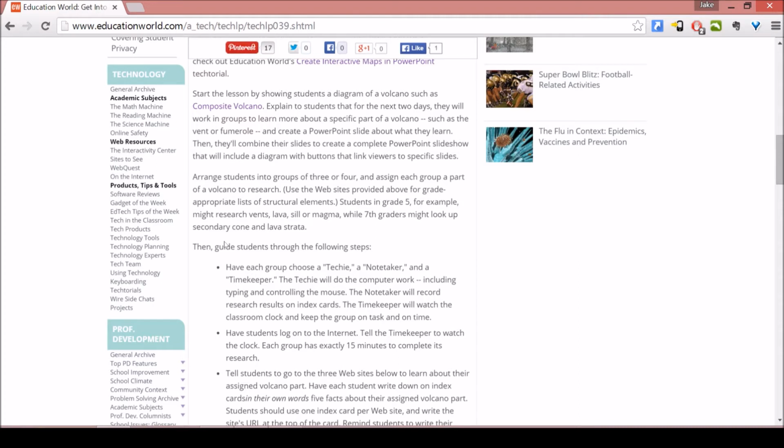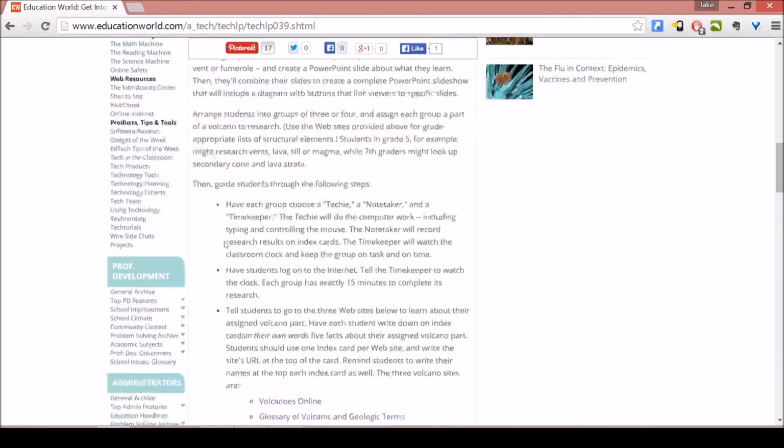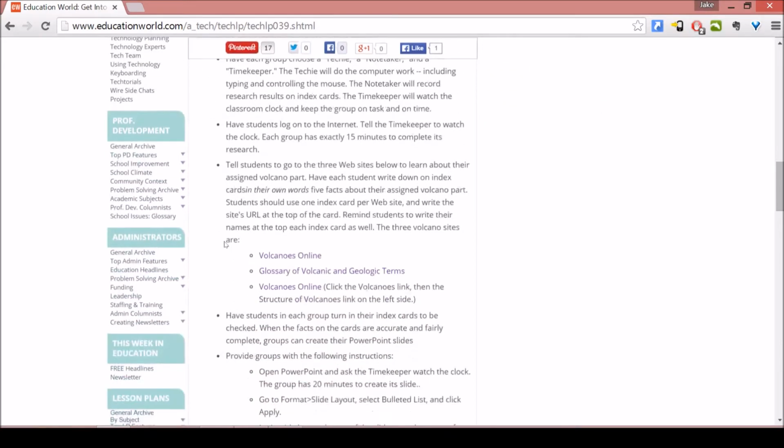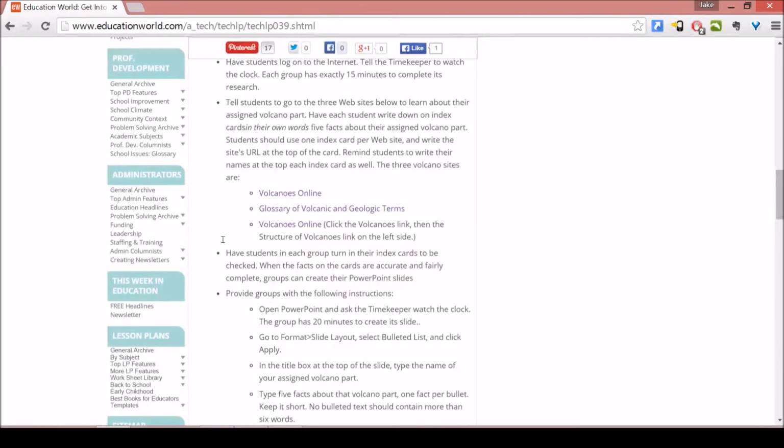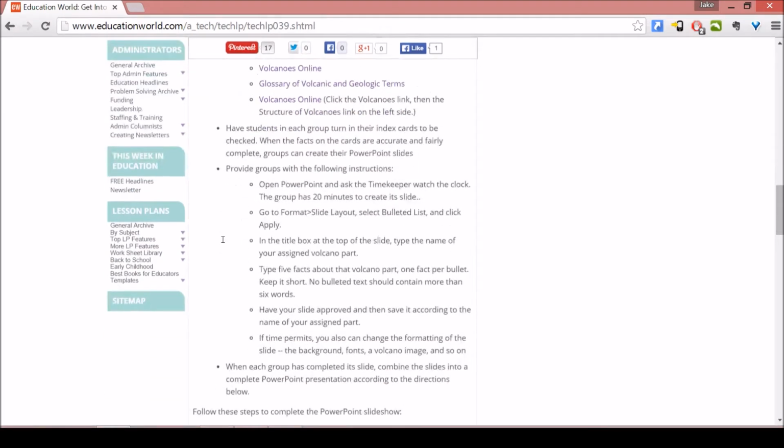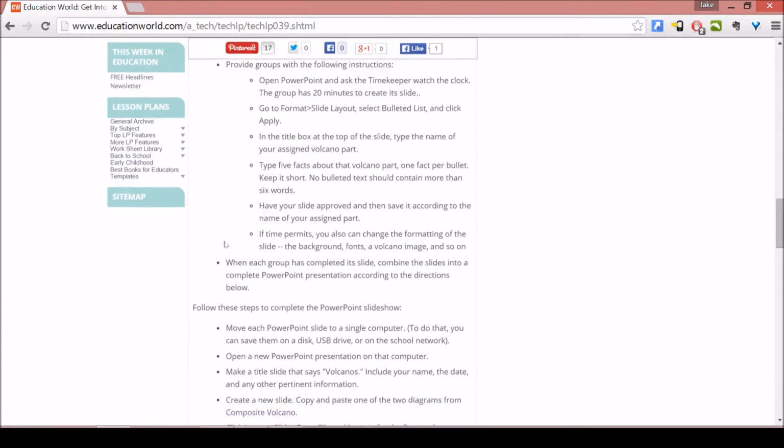The students write down their notes and references on note cards, and then they turn the note cards into the teacher. The teacher checks through the note cards and then provides the note cards back to the students, and then the students create their PowerPoint slide. Once the students are done creating the PowerPoint slide, the teacher collects all the slides and assembles them into a single PowerPoint that explains to the viewer of the PowerPoint the different parts of a volcano. So it's relatively straightforward as a lesson.